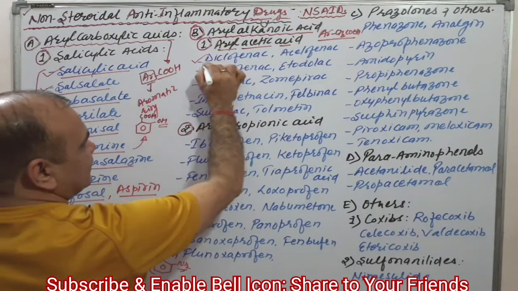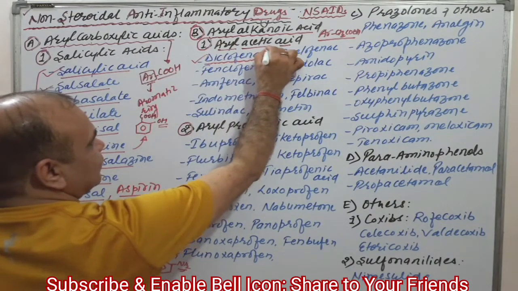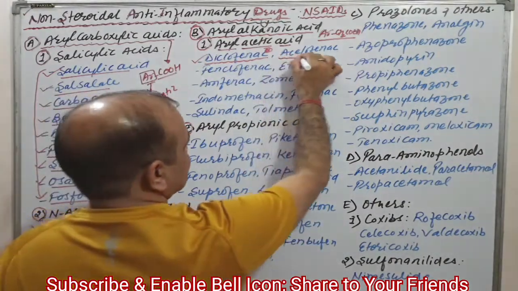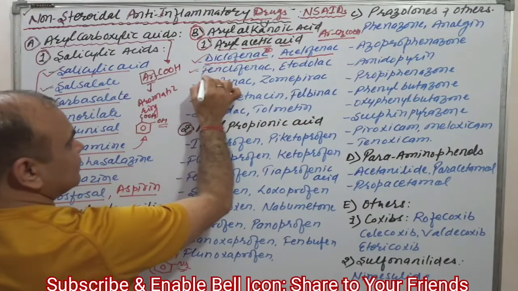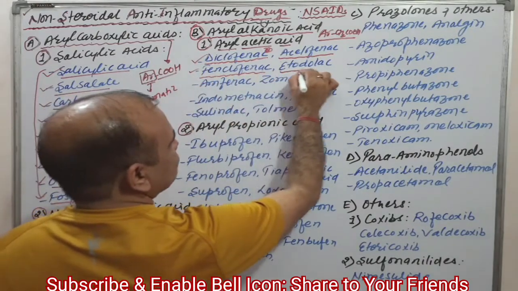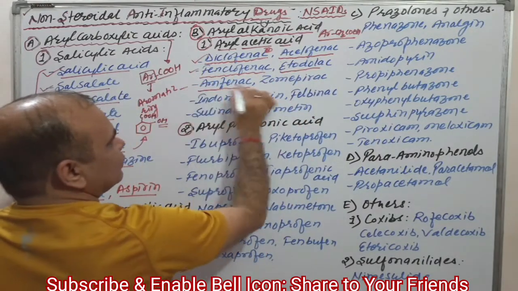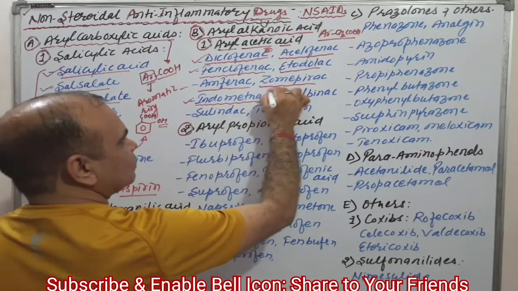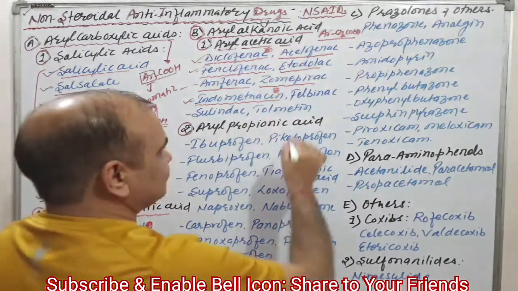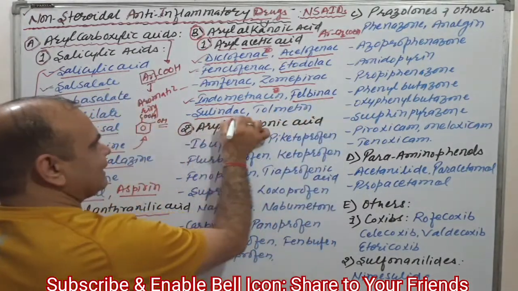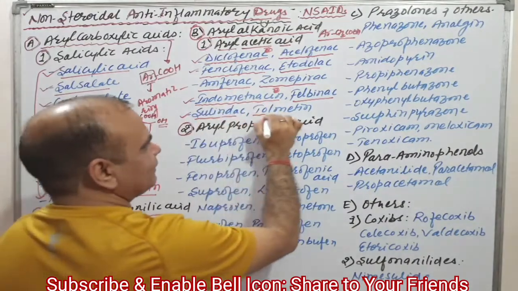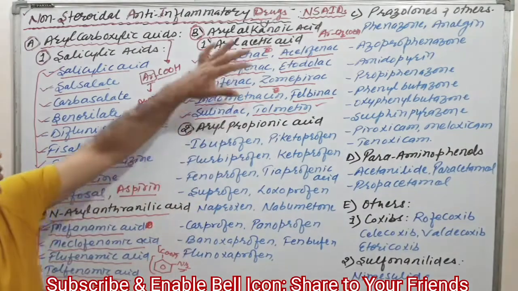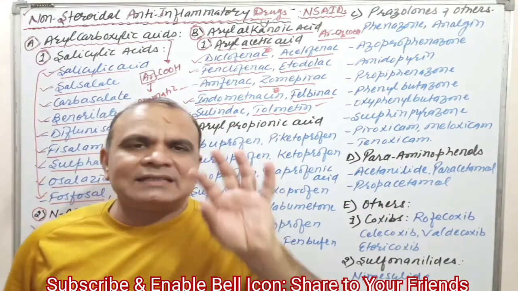Diclofenac is one of the promising drugs. Most of the students are aware of that. Aceclofenac is there, its brother. Next one, fenclofenac, etodolac, amfenac, zomepirac, indomethacin is one of the best drugs for gout or arthritis disease. Felbinac, sulindac, again an indomethacin analog. Tolmetin is again an analgesic drug. Okay, these are all used as analgesics as well as NSAIDs.